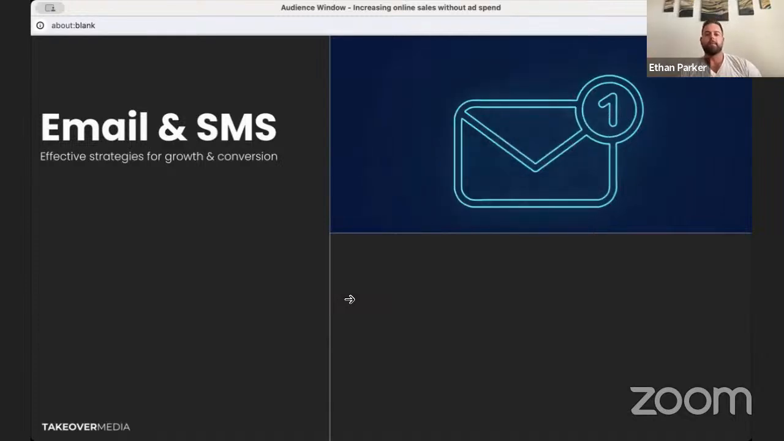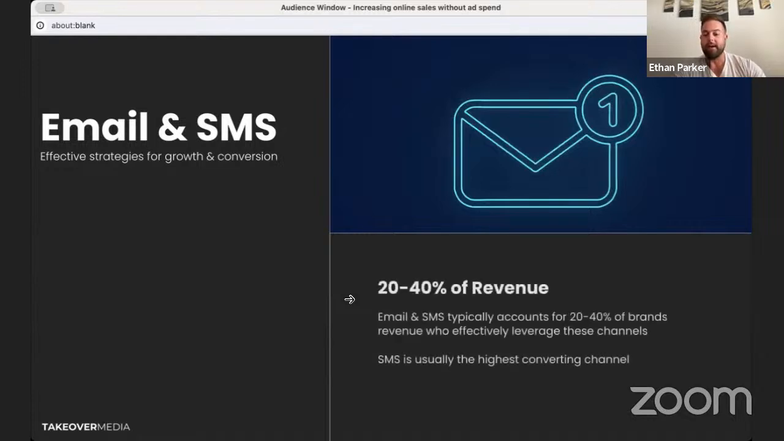I know, fast, with 30 minutes in already. Email and SMS is one of the most underrated things. It's always an afterthought, because even if you do it poorly, you get some results, but you can also get much better results. Typically for brands that are using this channel well, 20 to 40% of their revenue is coming from email and SMS. SMS is usually the highest converting channel, although email typically does attribute more revenue. However, if you really put work into building your SMS lists, they typically generate a higher conversion rate on your customers. So I'm a huge fan of tackling that early.